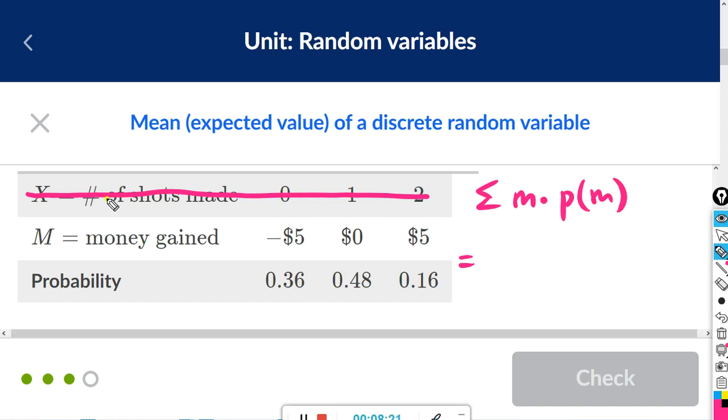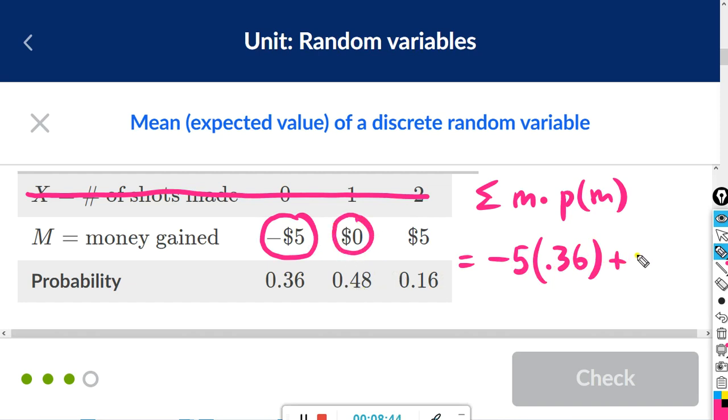We don't have to worry about the number of shots made. The probability that he loses $5 is 0.36. Notice that the 5 is negative. That represents a loss of money. And then the chance that he makes $0 is 0.48. And the chance that he makes $5 is 0.16.